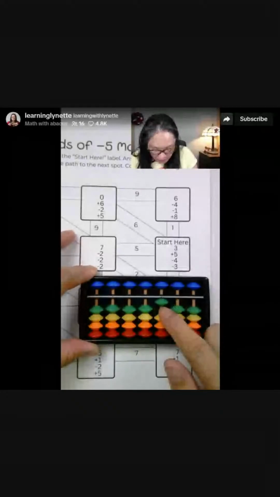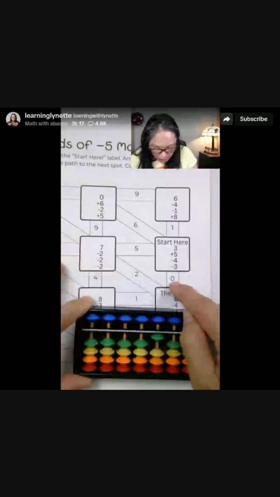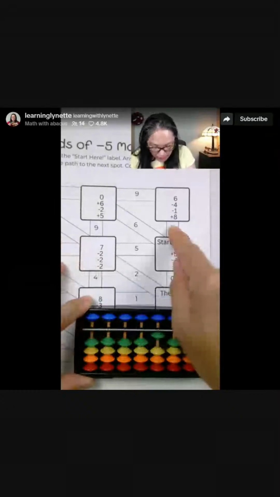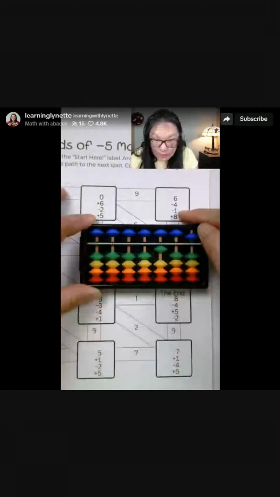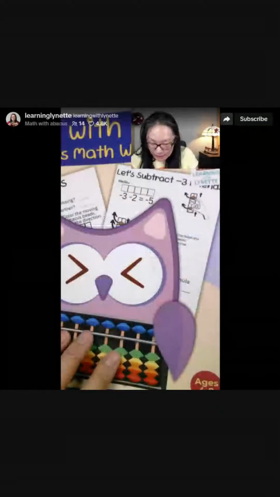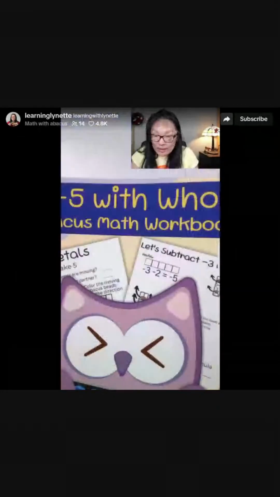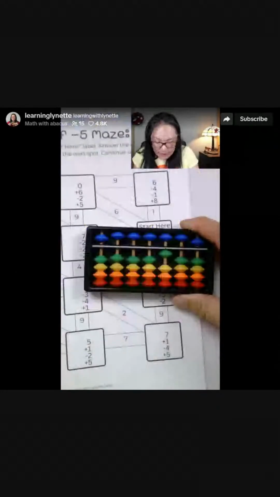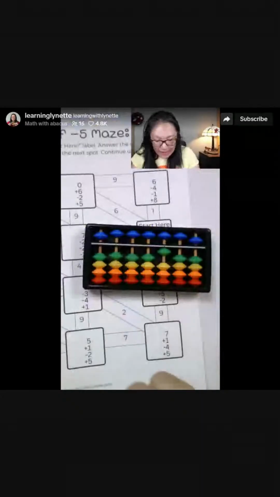This book is available on my shop as well. This is the -5 with who. And this book is specifically, again, only adding and subtracting the 5. Yeah. And so, again, that's the maze. And then I have word problems and the hidden word.